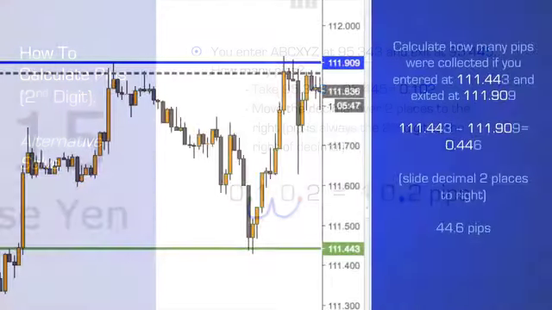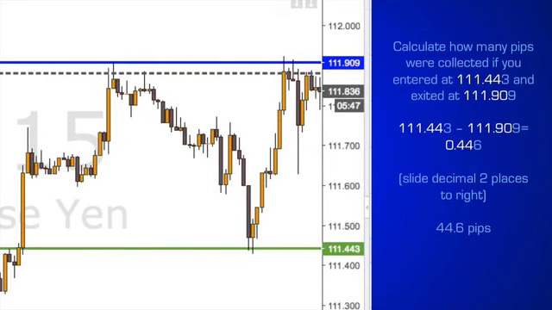So here's a screenshot of a yen pair. Notice right here where it says where you entered. You entered at 111.443 and exited at 111.909. Okay? Now, what do you do? You subtract them and you should get 0.446. If you slide the decimal 2 places to the right, you should get 44.6 pips. Hopefully this is making sense. Hopefully it's starting to make sense to you.